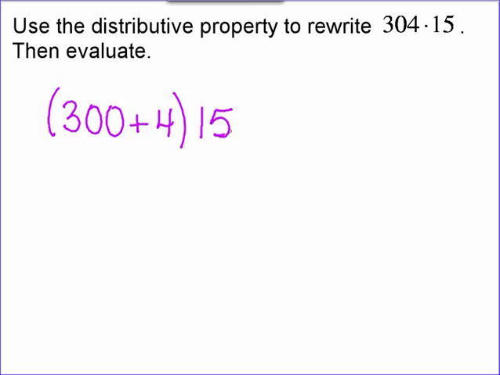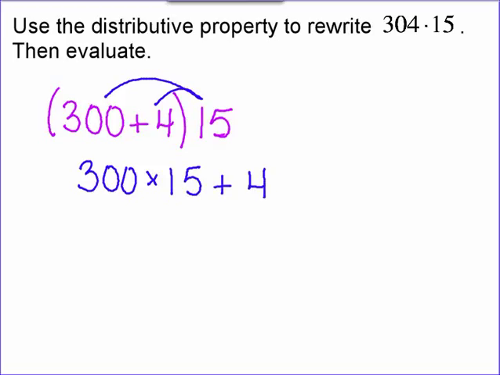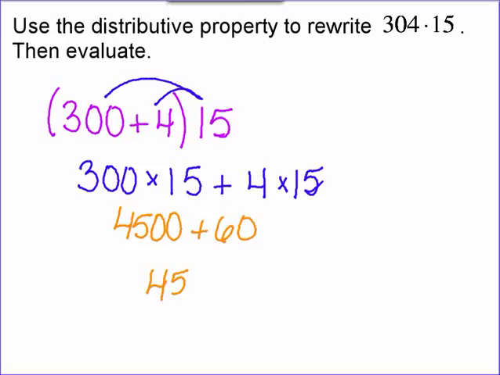Okay. So what do you do now? Yep, multiply. So I'm going to distribute. So 300 times 15. Yep, plus 4 times 15. So you have 4,500 plus 60. So your answer is 4,560.